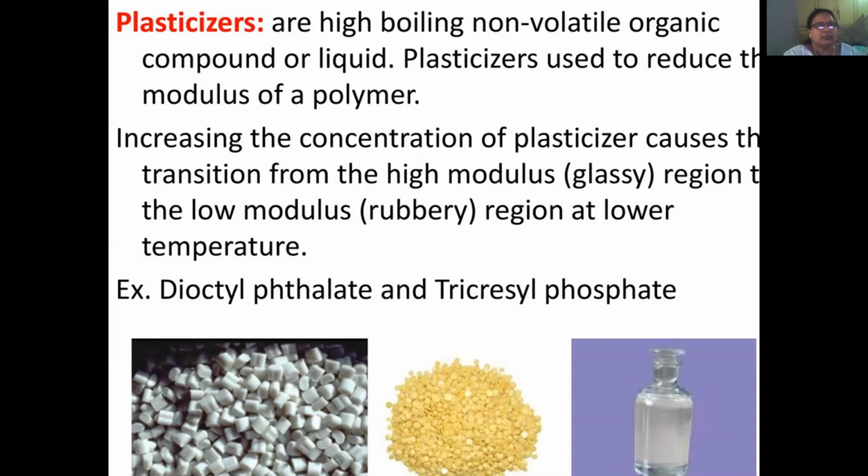So examples of plasticizer. Actually, this plasticizer is added in order to increase the plasticity of the polymer or the plastic material. Examples are dioctyl phthalate and tricresyl phosphate. So these two agents are added in order to increase the plasticity and stability of the molecule, the flexibility of the molecule. So plasticity is nothing but flexibility.